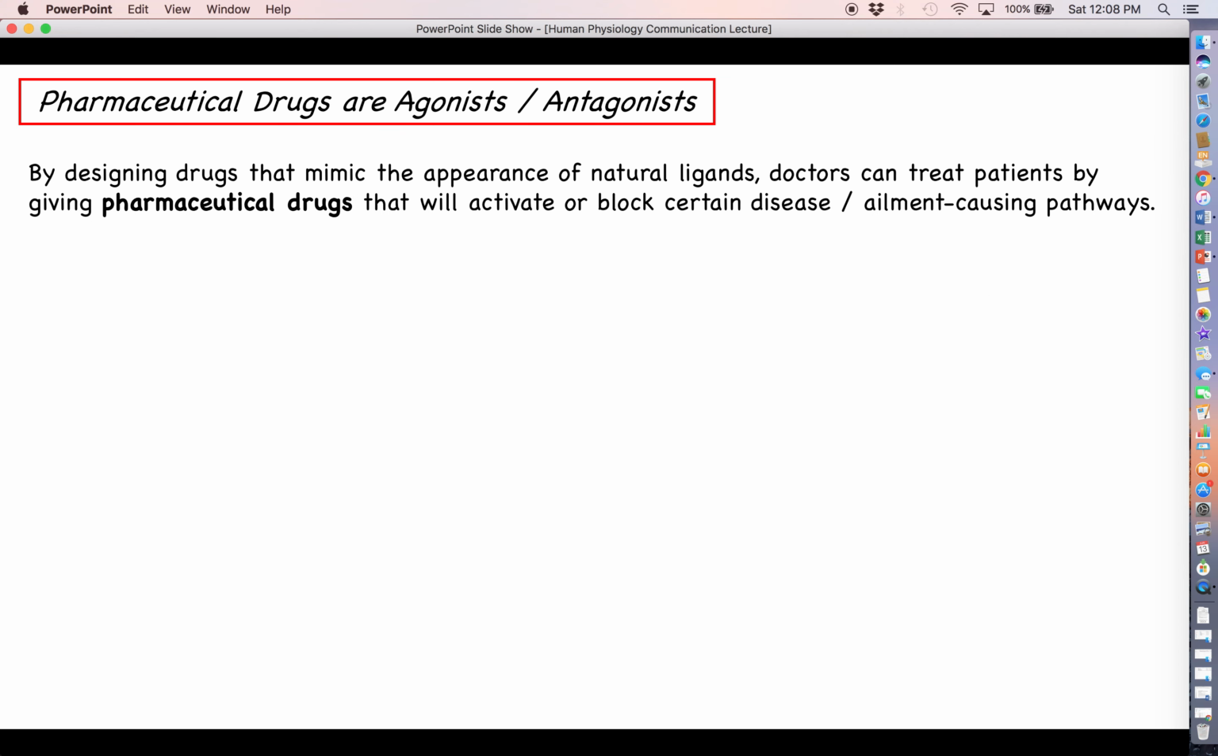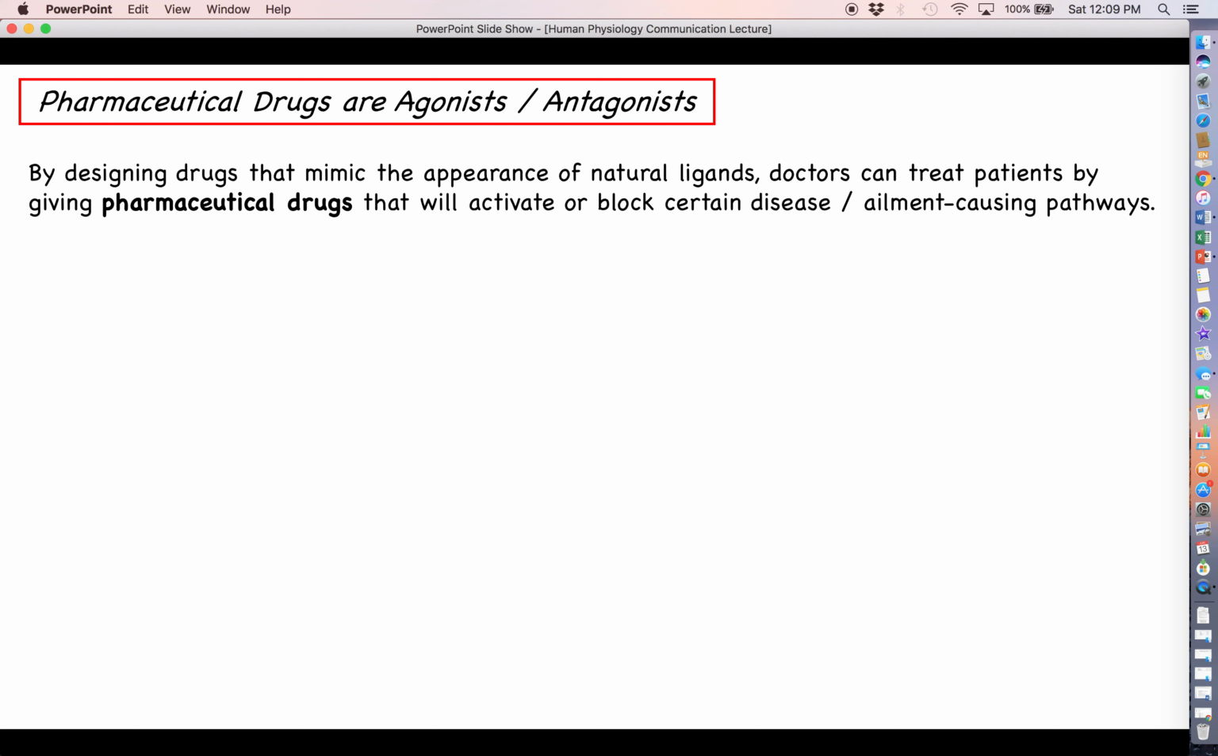So the reason why we want to at least be aware of both agonists and antagonists is because when you move on to work in a clinical or hospital setting, pharmaceutical drugs are going to be the lifeblood of patients on the road to recovery, right? So what pharmaceutical drugs are agonists and antagonists.